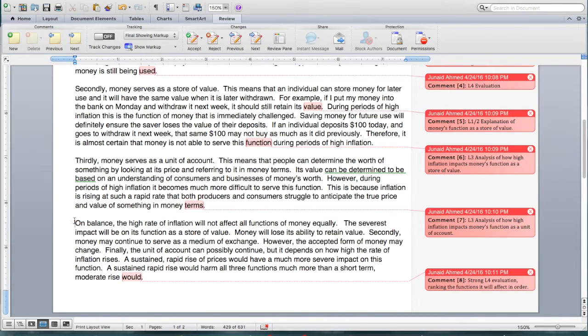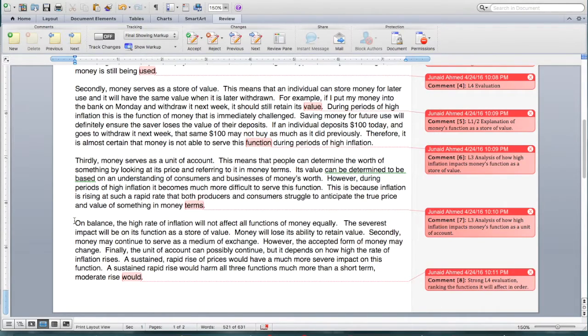And now we're going to jump to the evaluation. On balance, the high rate of inflation will not affect all functions of money equally. All right, good evaluation point, because that tells me that they are going to now write about which one is going to affect, from the function that is most affected to least affected. The severest impact will be on its function as a store of value. Money will lose its ability to retain value.